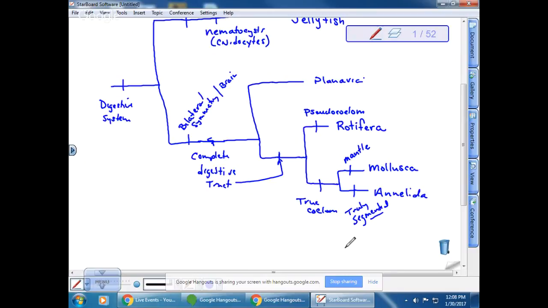Okay, so are there any questions about this idea of creating a cladogram and then putting characteristics on it that are found in all of the other ones? So we would say bilateral symmetry is an ancestral characteristic, right? Being truly segmented is a derived characteristic.